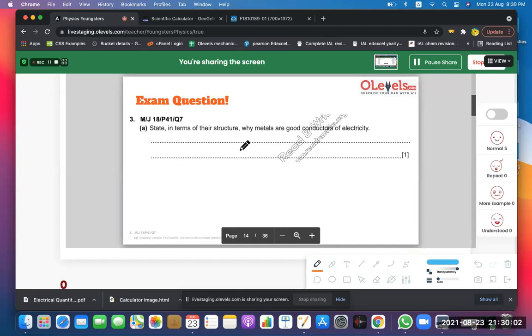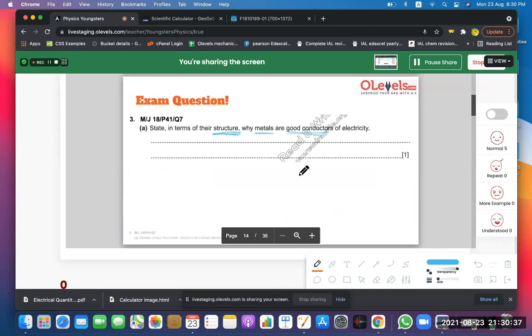The keywords are structure, metals, and good conductors. These three are the keywords. We have to state in terms of the structure why metals are good conductors.